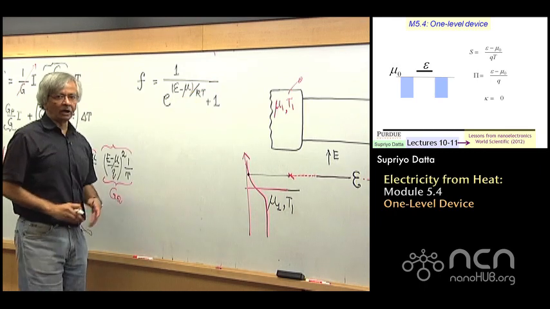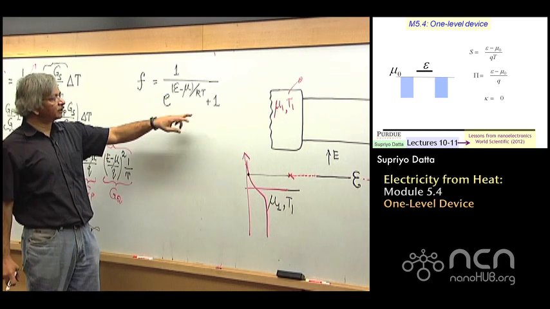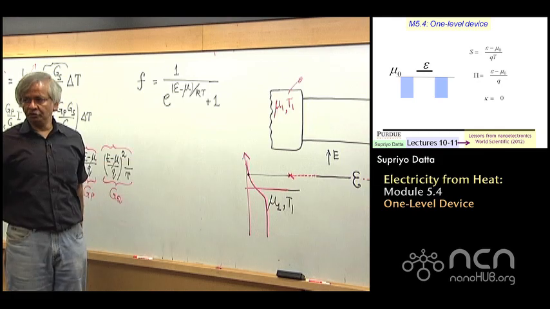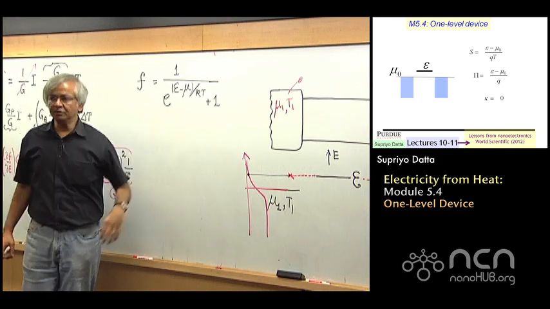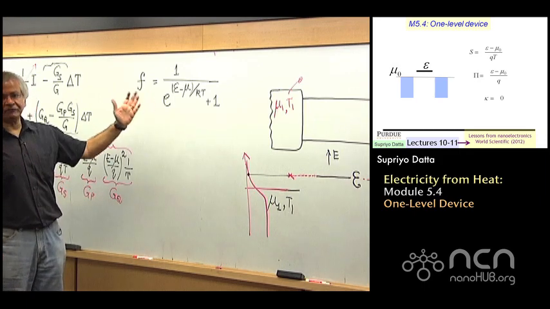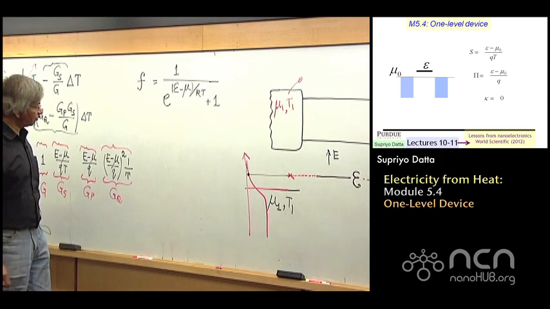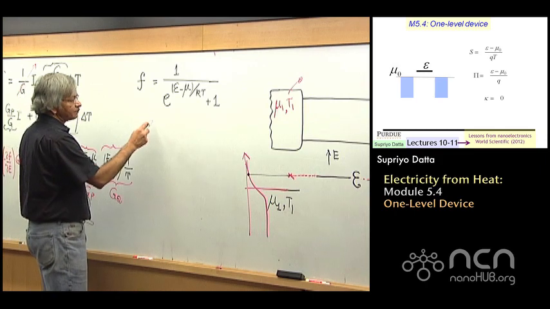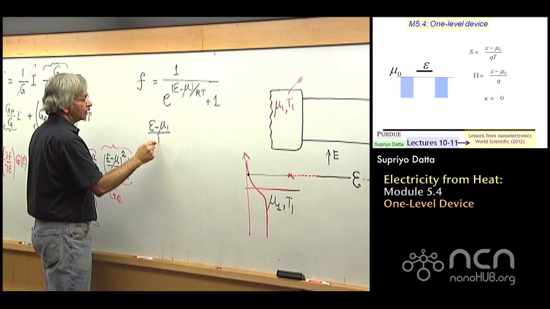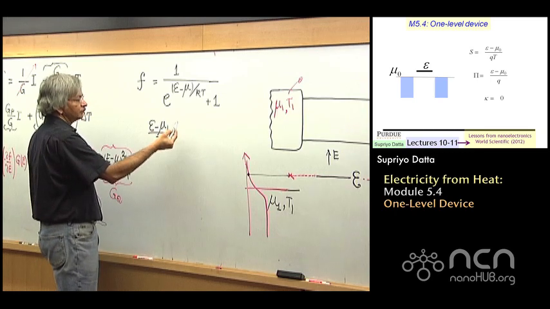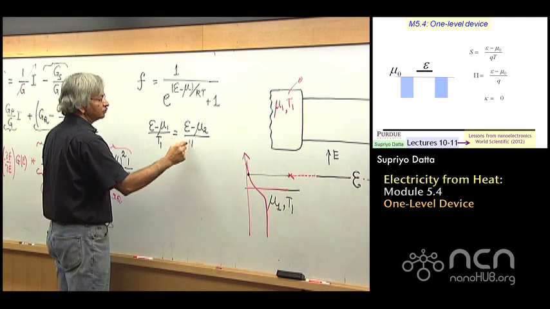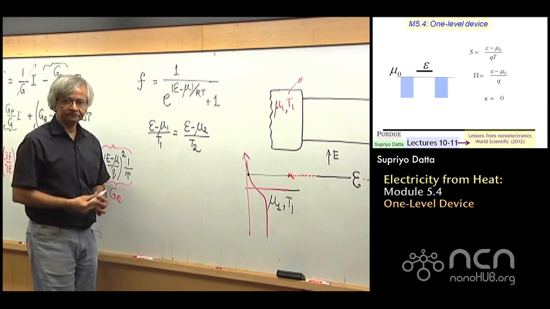So for contact 1, the Fermi function is this quantity with mu 1 and T 1. For contact 2, it is the same quantity but with mu 2 and T 2. And so, if those two have to be equal, then clearly what you must have is (epsilon minus mu 1) over T 1 is equal to (epsilon minus mu 2) over T 2. That's it.